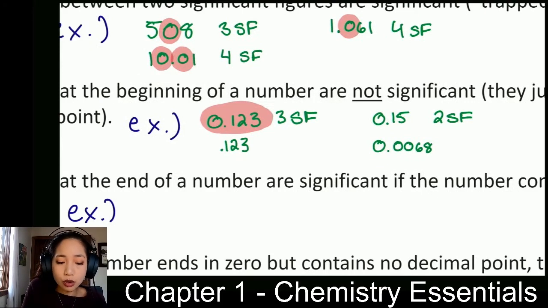So these zeros also are not significant. I'll write that, not significant. So as written, 0.0068 also has 2 sig figs.